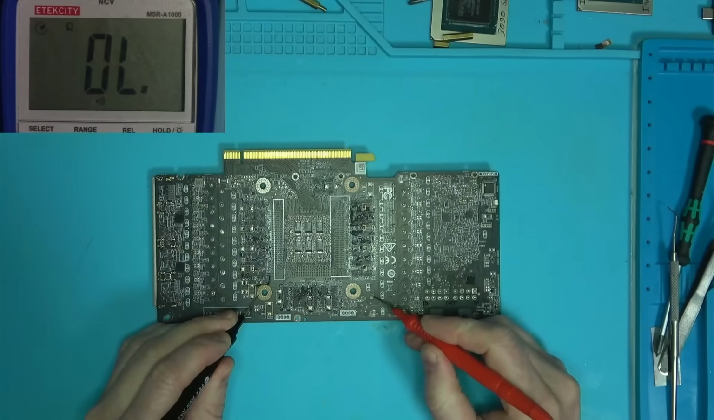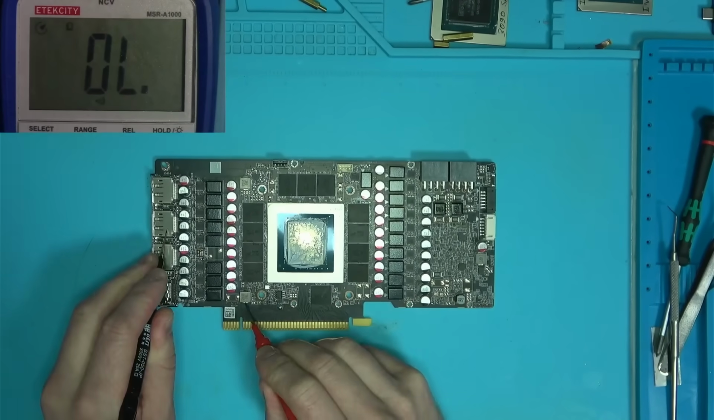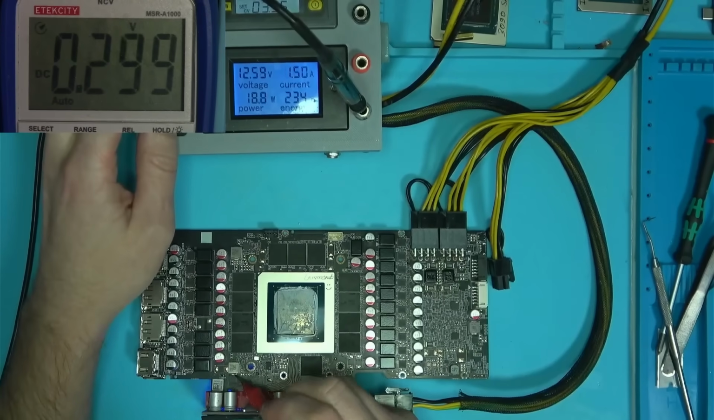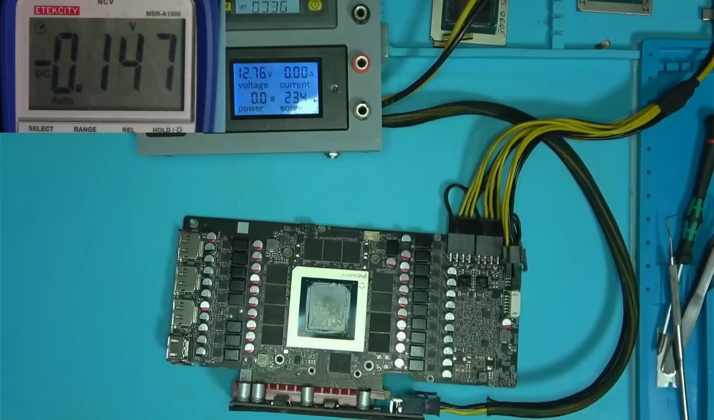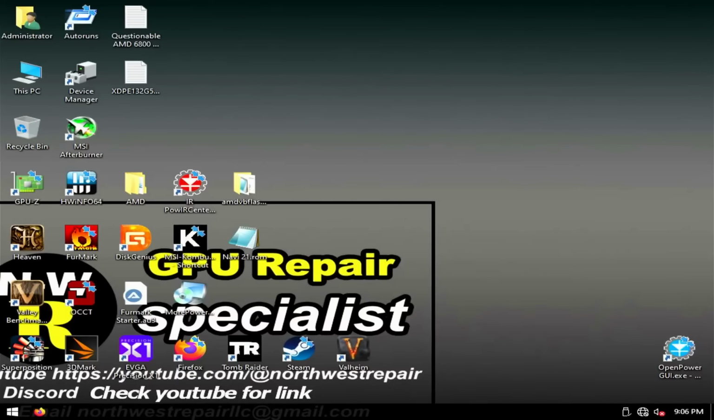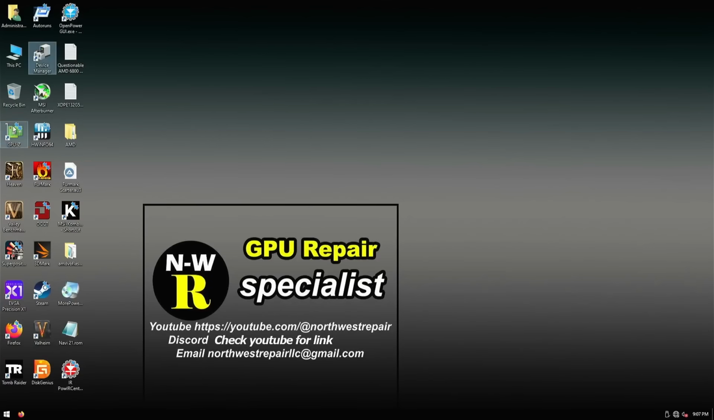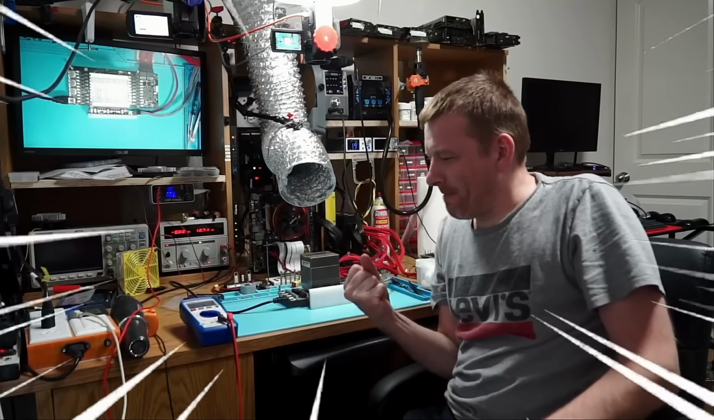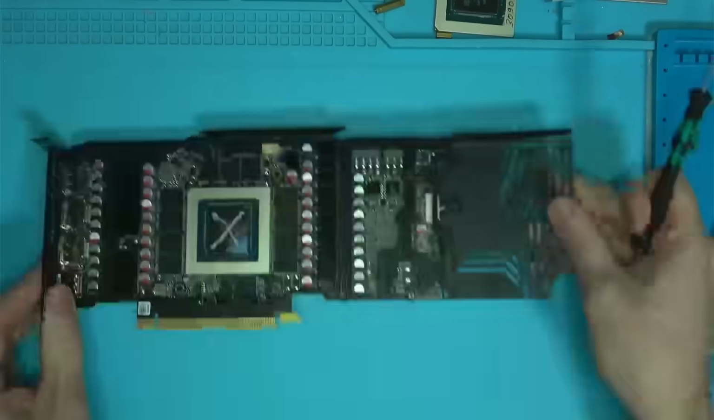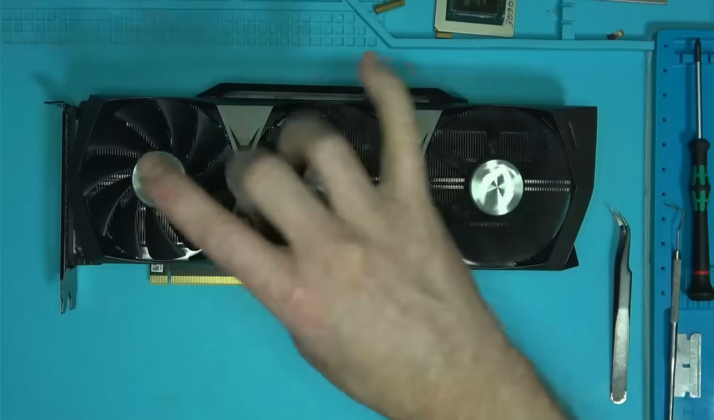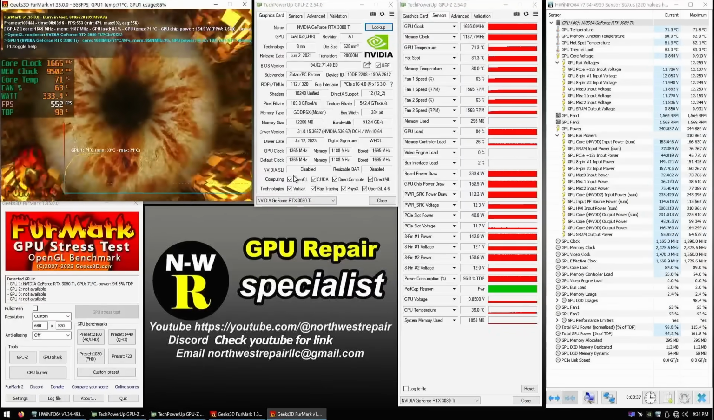Okay, chip is replaced, resistances are good, voltage is good, so let's power it on and see what it does. And hey, we have a picture. Success. With that done, let's super clean the core, put everything back together and run a number of tests to make sure that everything is good.